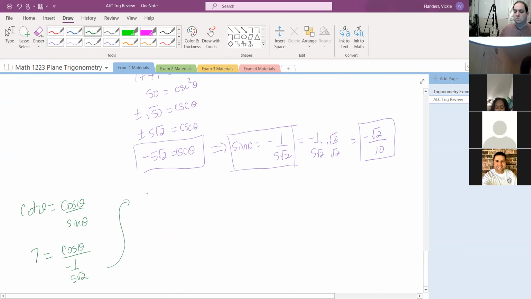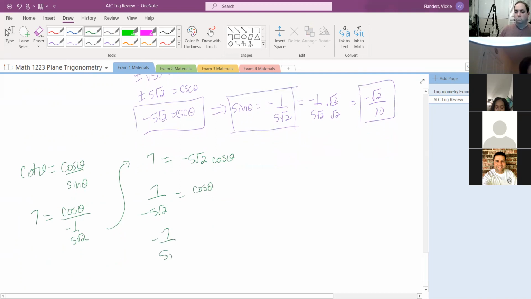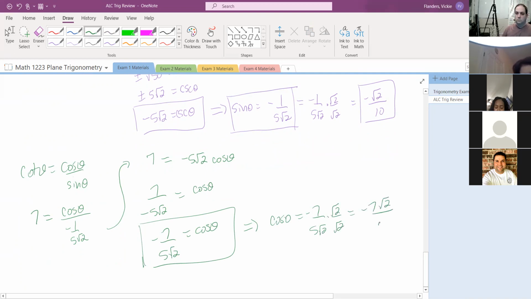So 7 is negative 5 square root of 2 times cosine theta. So 7 over negative 5 square root of 2 is cosine theta. And you can rationalize it, or negative 7 over 5 square root of 2. Is it supposed to be negative? Yes, right? So I can also rationalize it. Then I could also say that secant theta is the reciprocal, so it's negative 5 square root of 2 over 7.